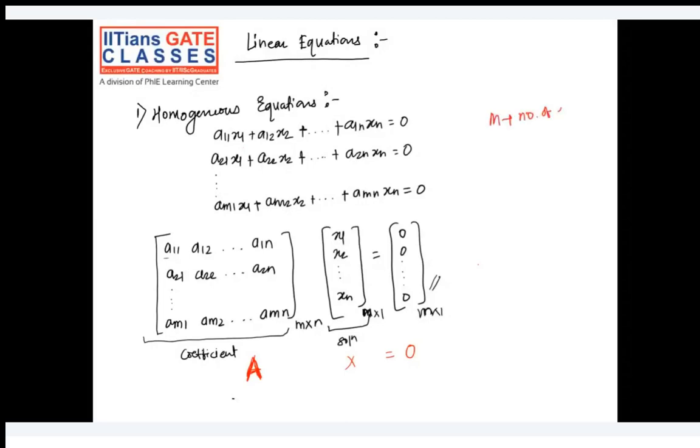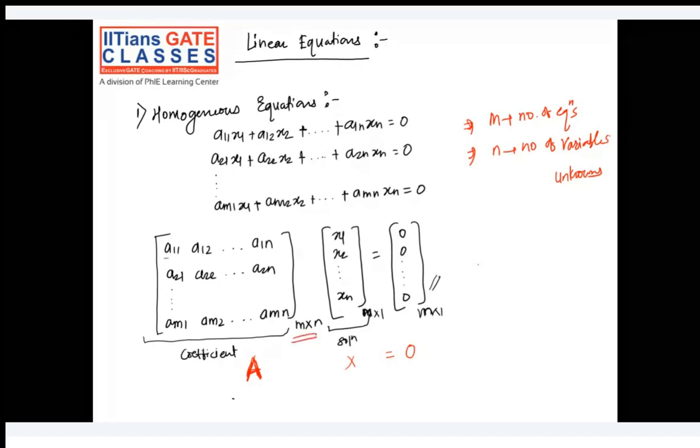M number of equations and n number of variables. So the size of the coefficient matrix is m cross n. How many variables are there? N. So n cross 1 will be the size of matrix X, which is unknown, or which is the solution which we have to calculate. And m cross n into n cross 1 will give you an m cross 1 matrix.